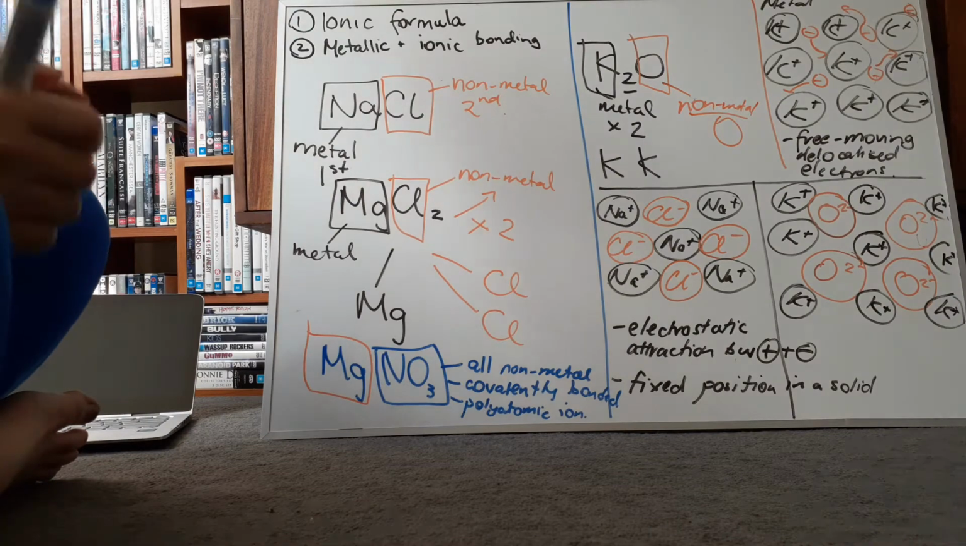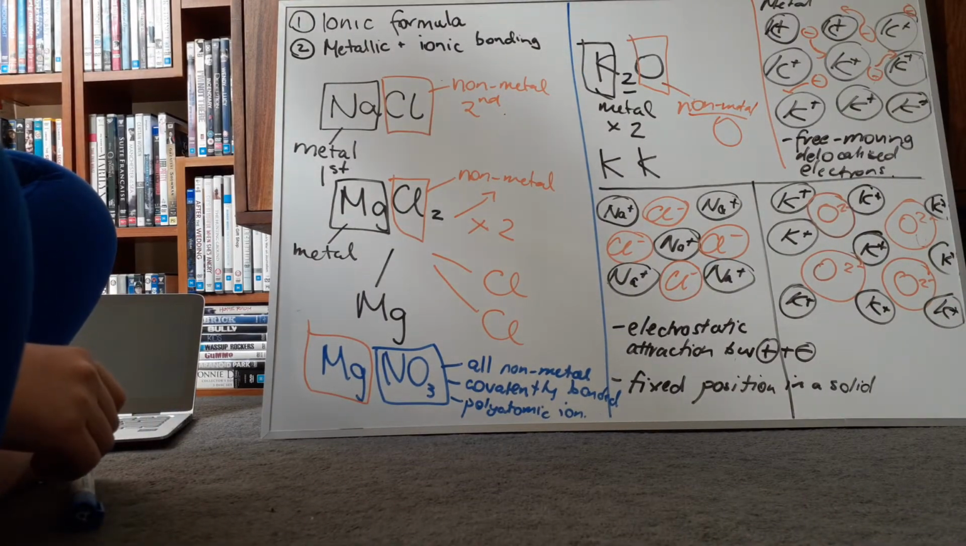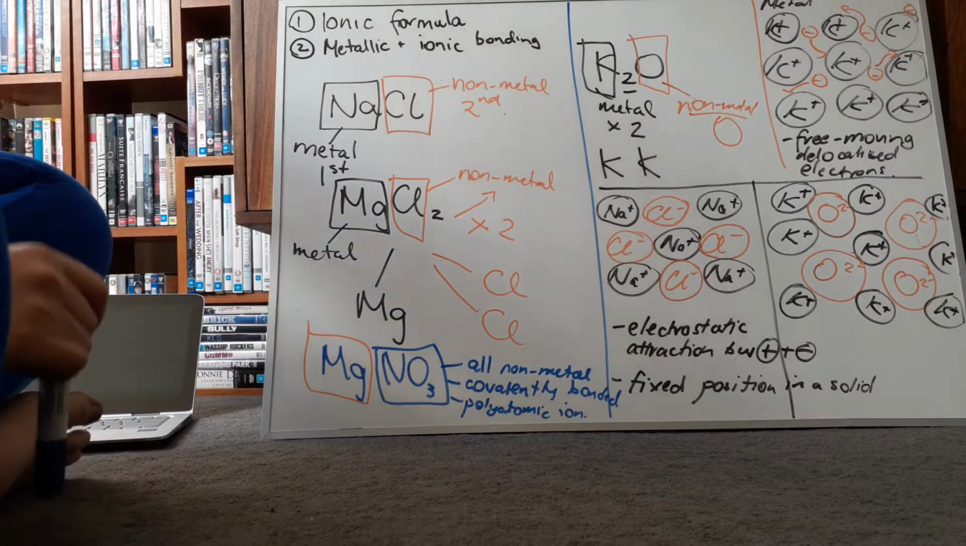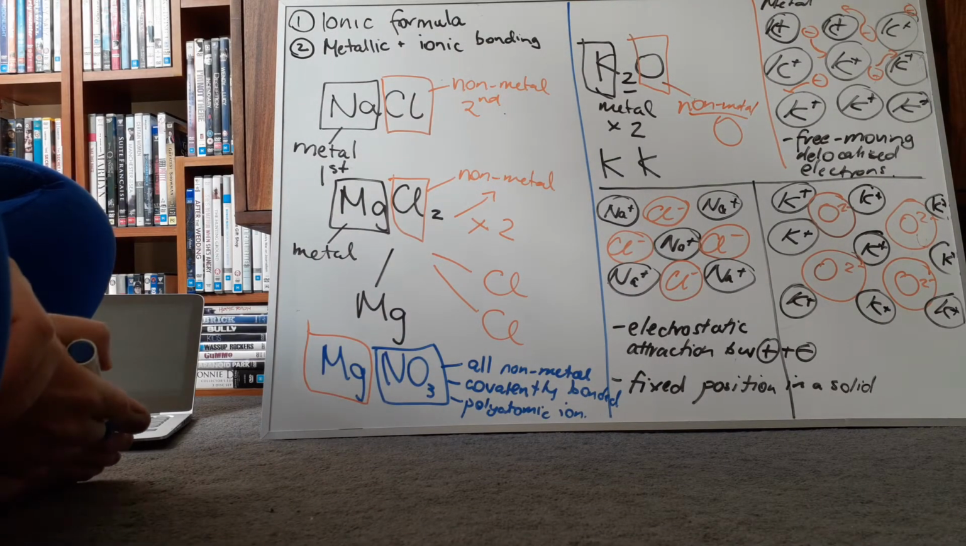So I had a couple of questions from a student today, and I'm just going to answer those questions. I'm just going to pull them up quickly. Right, so the first question was, what do subscripts in the formula of an ionic compound tell us about the arrangement of metals and non-metal ions?